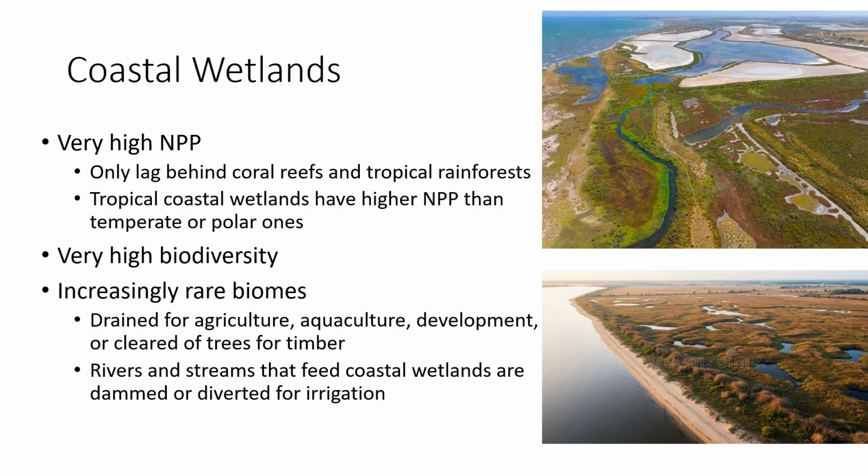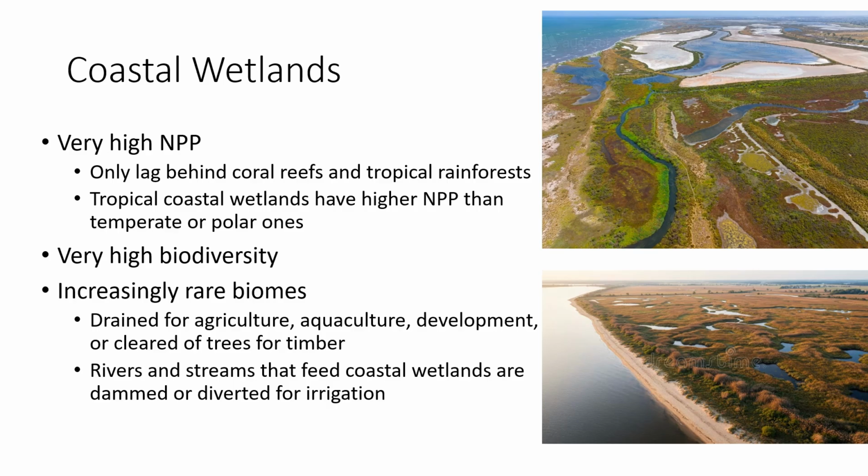Coastal wetlands have very high net primary productivity, especially the tropical ones. They lag only behind coral reefs and tropical rainforests. They have very high biodiversity. You have lots and lots of marine species coming from the ocean, a lot of shorebirds, wetland birds, and migratory birds that come to coastal wetlands. Lots of mammals, from deer to jaguar to pigs and wolves, will be in coastal wetlands.